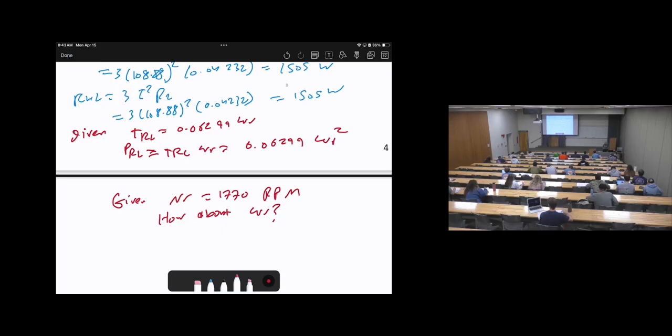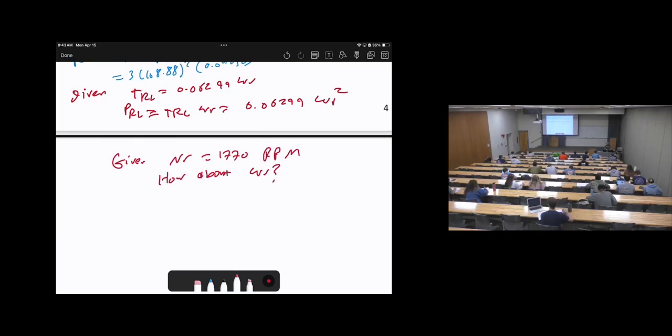We know the speed. We need to convert this to different units. So recall the conversion between radian per second and RPM. Omega r equals nr times 2 pi over 60. Okay? So this yields 185.35 radian per second. Keep in mind, whenever you see omega, it is radian per second. Whenever you see n, it is RPM. So you need to convert this to radian per second. So it will be 185.35.